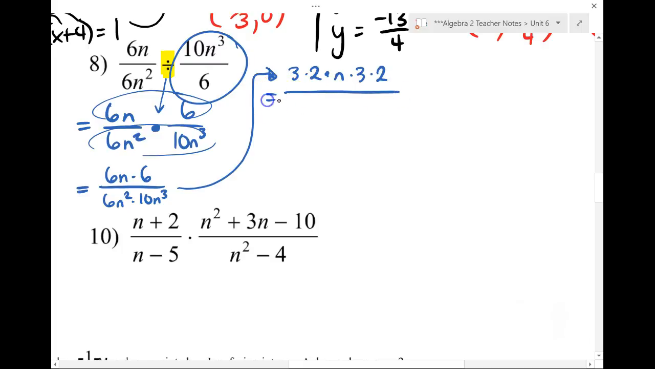And then on the bottom, we have another 6, which is 3 times 2. And then n squared, which is 2 n's. And then 10, which breaks down to 5 times 2. And then n to the third, which is 3 n's. Okay, so now we can cancel out factors. I have a 3 up here, 3 down there, a 2 here, 2 down there, and here, and down there. No more 3's in the denominator, so I can't cancel that one. I do have a 2, so I can cancel out a 2, and then that's it. There's no more n's to cancel out, no more 5's. So now I just have a 3 here, an n and a 5 here, and then 3 more n's there.